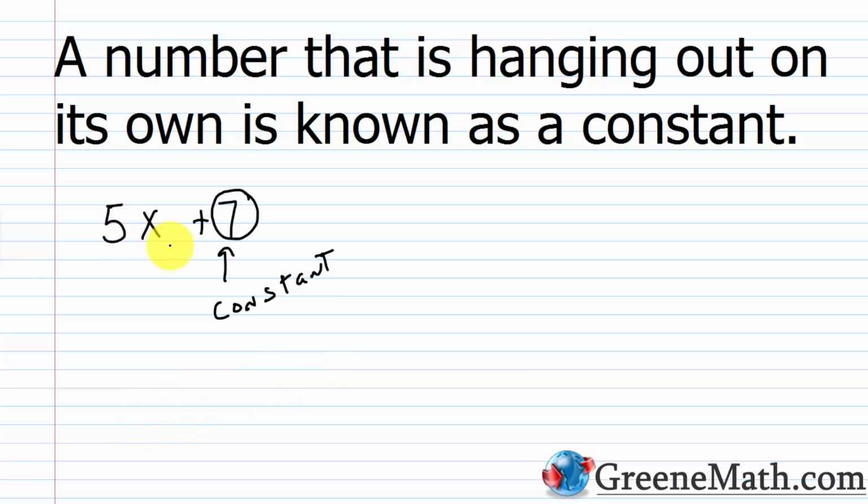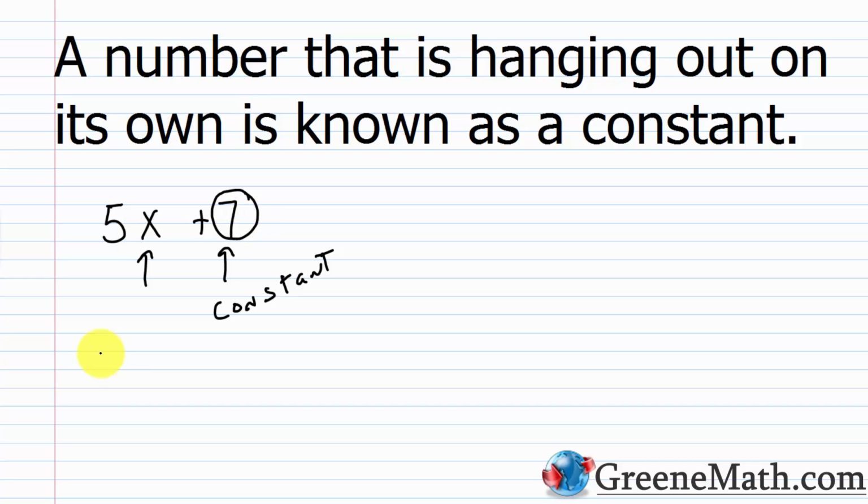If I have 5x plus 7, well, I don't know what the value of x is. Again, it's allowed to vary. It's allowed to change. And so the value for this is going to change based on what x is. If I change x, I change the value of this whole algebraic expression. So that's kind of the difference here. That's why we say this is a constant, because the number 7 is not going to change.